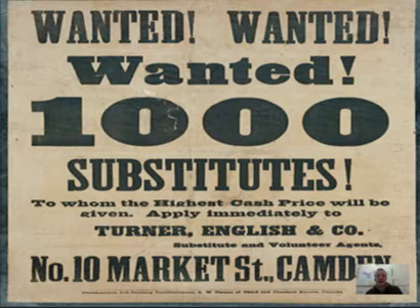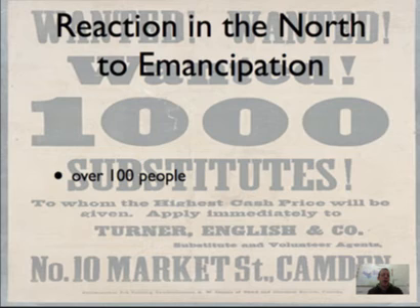And what this leads to is some riots in New York City. Many working class people are upset at being drafted, and they're also concerned that their jobs would not be there when they got back. They were worried that their jobs would be taken by free blacks. In the summer of 1863, there are riots in New York City, and over 100 people are killed.